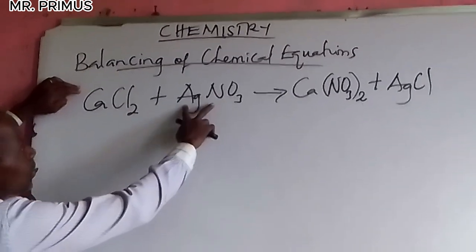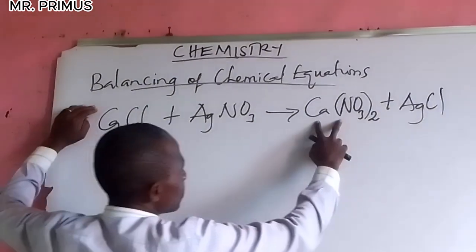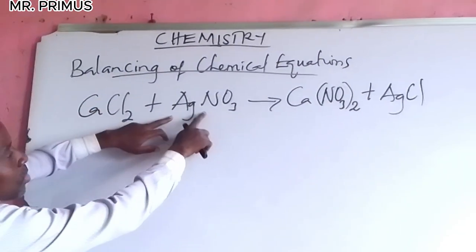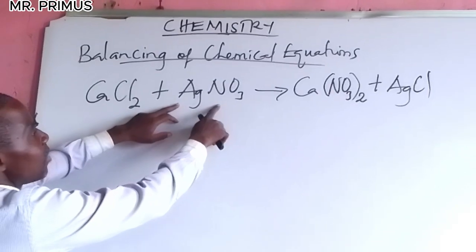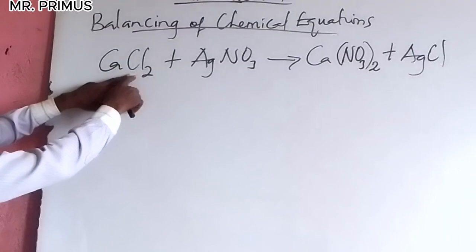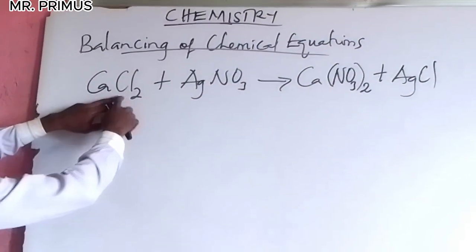Calcium chloride with silver trioxonitrate(V). This is calcium trioxonitrate(V) and silver chloride. Let me educate you more. Silver trioxonitrate(V), AgNO3, is used in precipitating a chloride ion.